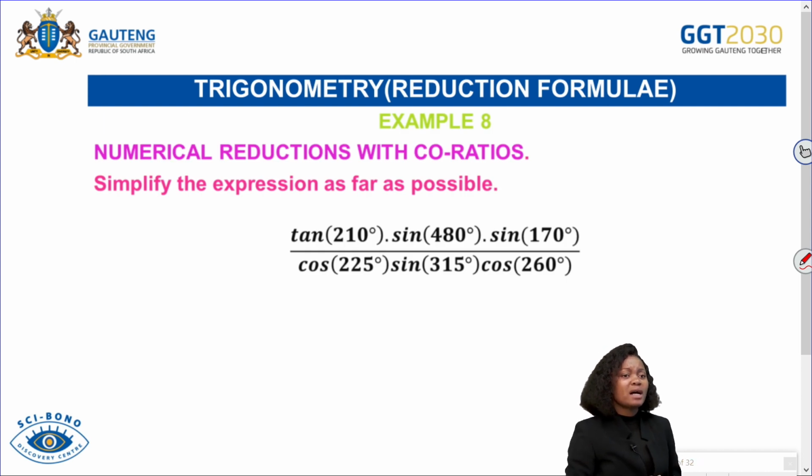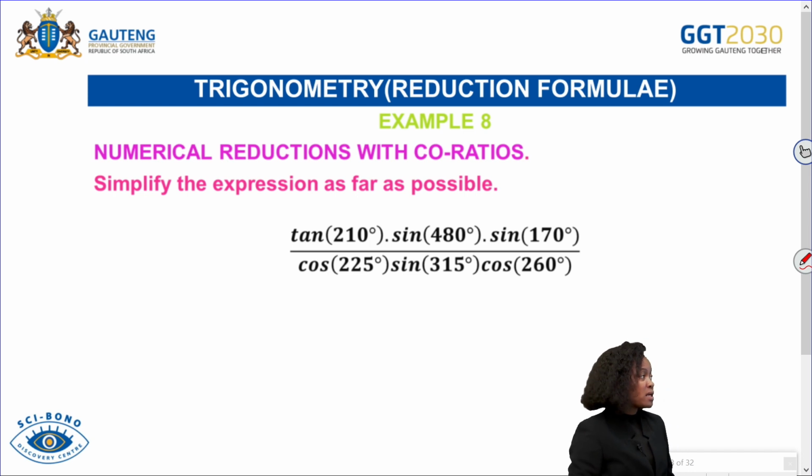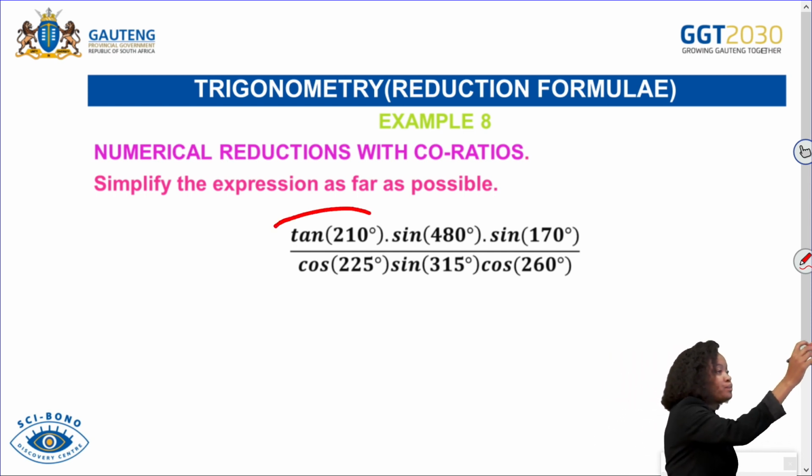Example 8, numerical reductions with core ratios. Simplify the expression as far as possible. So you've got tan 210 degrees, sine 480 degrees, sine of 170 degrees, cos of 225 degrees, sine of 315 degrees, cos of 260 degrees. So let's start with this one.